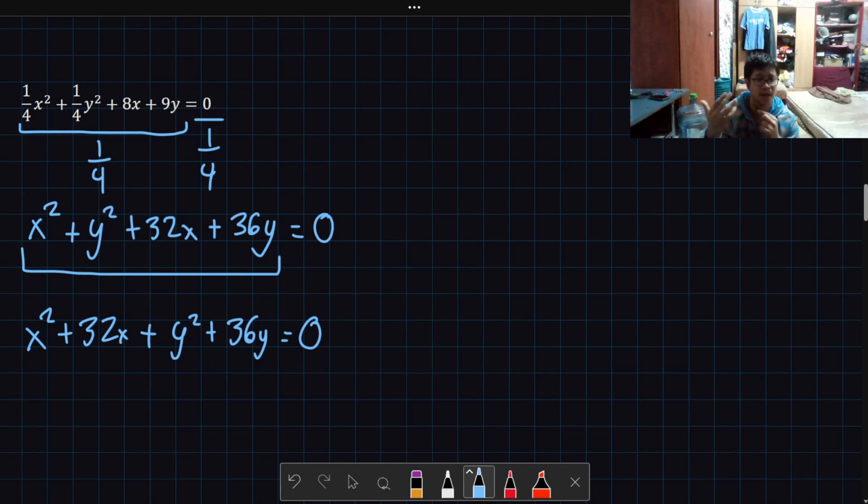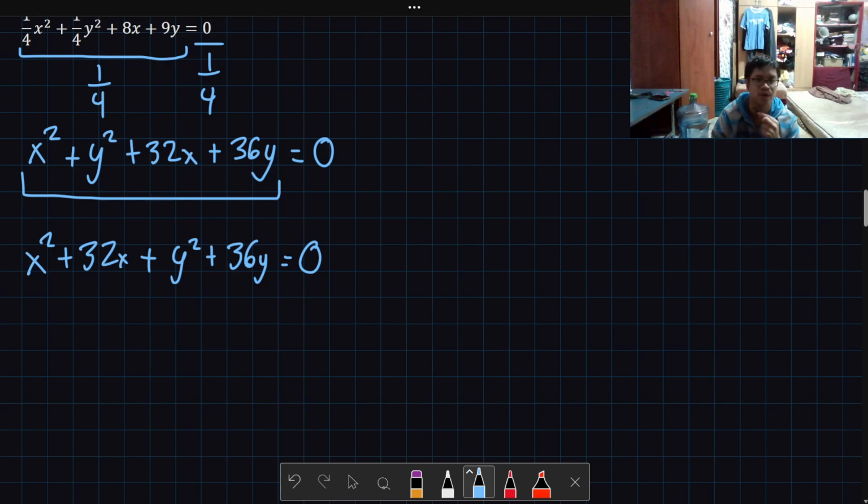After you group all the x's and y's, do completing the square. And remember, when you do completing the square, there must exist a squared variable, and the coefficient of it should be only 1. And there should exist a partner, which is a variable that is not squared, and the b should not be equal to 0. So here, we have x squared and it has a partner, 32x.